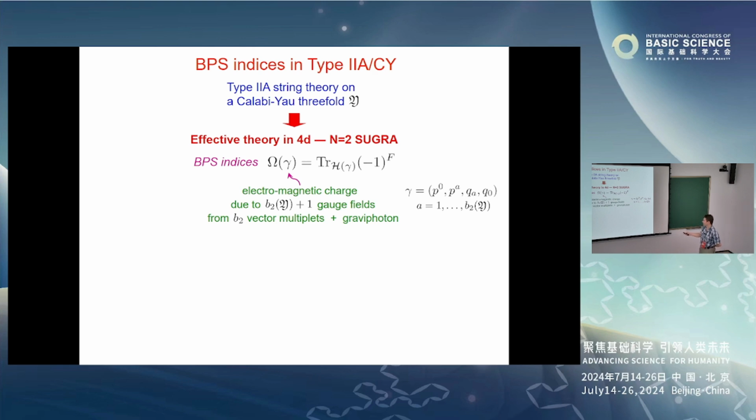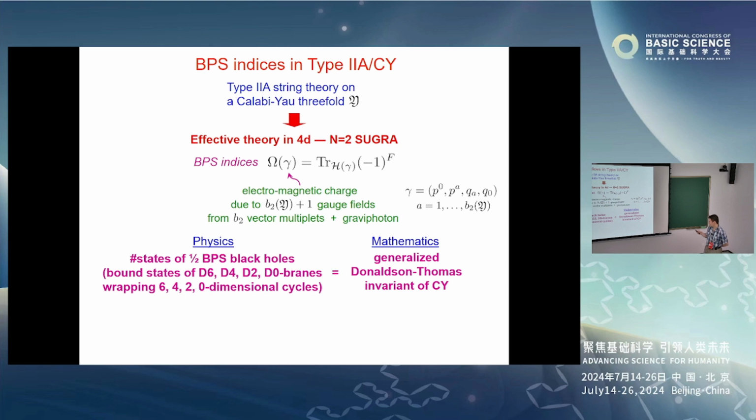These guys have both physical and mathematical incarnation. So in physics, as Boris mentioned, they count the number of states of half BPS black holes appearing as solutions of this N=2 supergravity. And at the microscopic level, these black holes can be seen as bound states of D6, D4, D2, D0 branes, wrapping respectively 6, 4, 2, and 0-dimensional cycles of the Calabi-Yau. And this is why this representation is very convenient, because the components precisely correspond to D6, D4, D2, D0 brane charges.